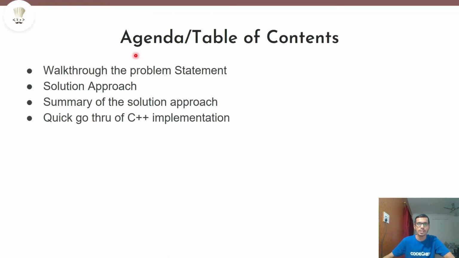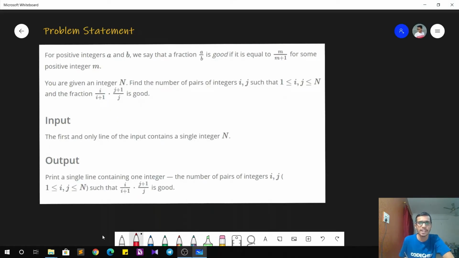Our agenda for today's video is as follows. First, we will walk through the problem statement and try to understand what the problem is trying to say. Then, we will walk through the detailed solution approach, in which we will see the step-by-step approach to the solution. Followed by that, we will see the summary of the solution approach and then have a quick go through of the C++ implementation. The problem statement is pretty straightforward.